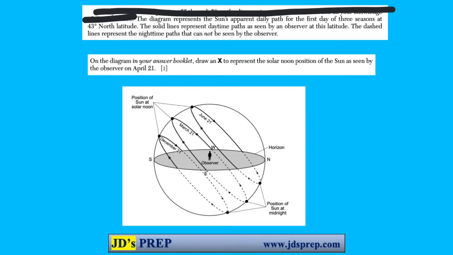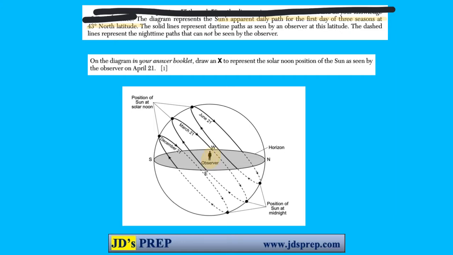So for the next few questions, we are going to be talking about the position of the sun. This diagram shows the sun's apparent daily path for the first day of 3 seasons at 43 degrees north latitude. The solid lines are daytime paths. The dashed lines are the nighttime paths that can't be seen by the observer, who is right here in the middle.